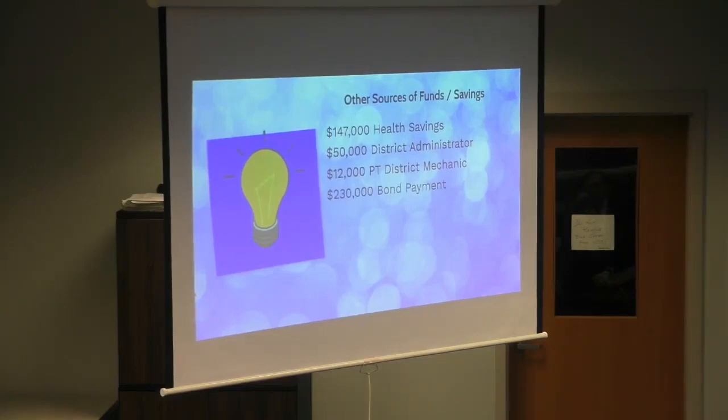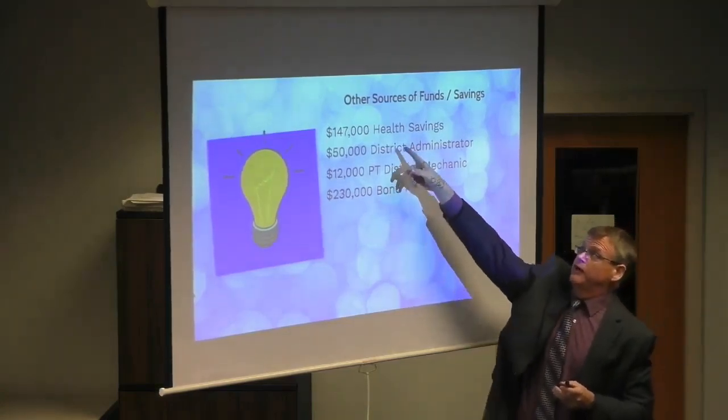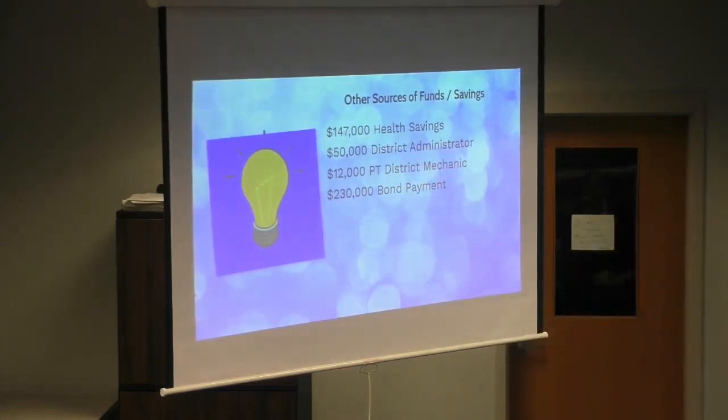We have a $230,000 bond payment, and that was really the money from Honeywell. We have that 10-year lease to pay for all the Honeywell improvements, and so we're going to take that money and put it towards the budget. Real quickly, you see the $230,000 bond payment, you see $147,000 in health savings. To me, that's how we get rid of the $370,000 from fund balance. We also had a $15,000 savings in propane and gas.